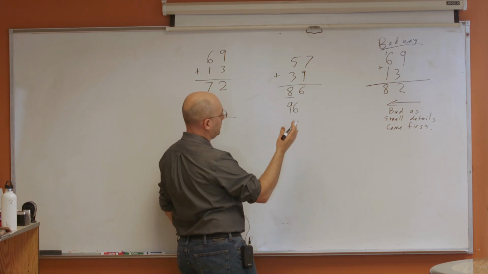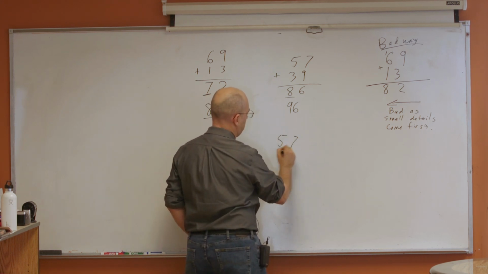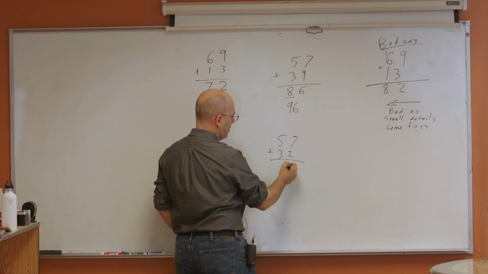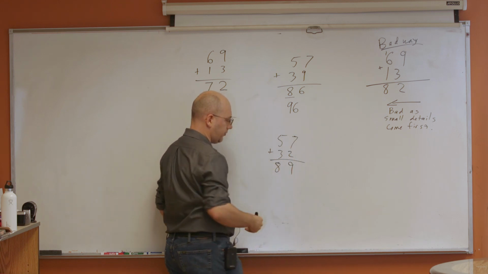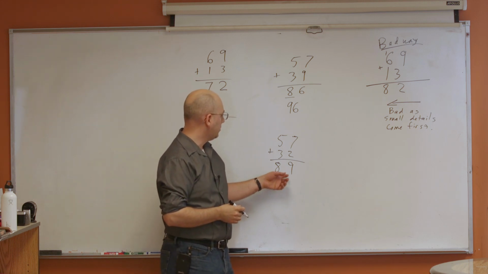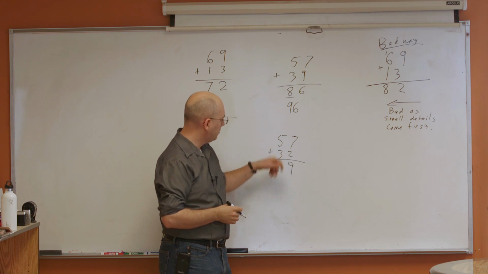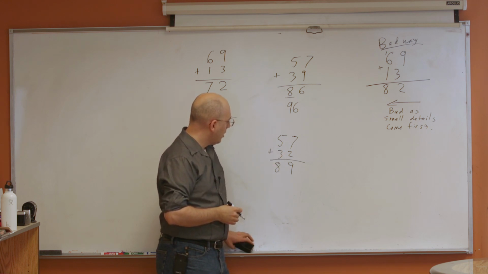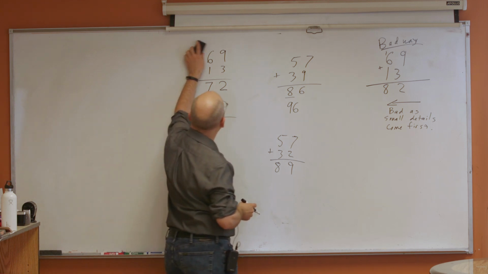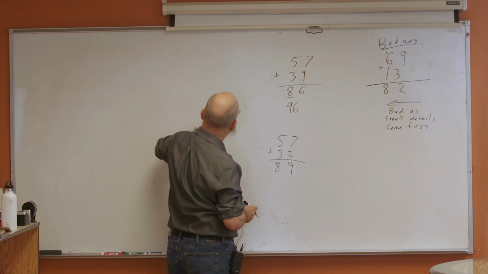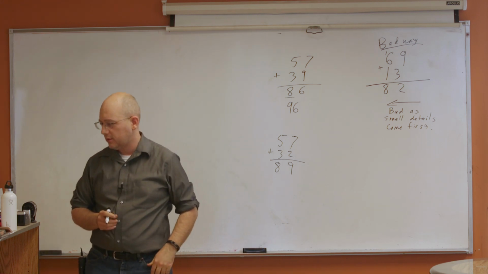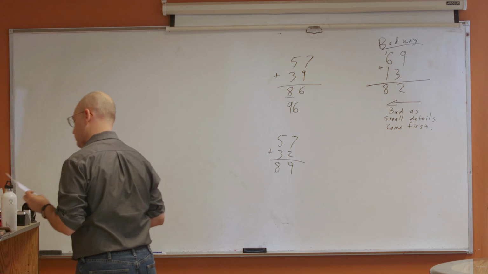If you have something that doesn't actually increment at all, like 57 and 32, you don't have to do any of this. So half the time, probably, you don't have to deal with this kind of stuff. Alrighty. Now, let's try 3-digit numbers.